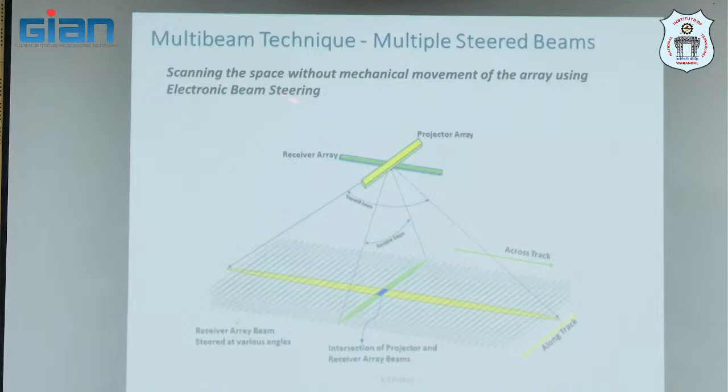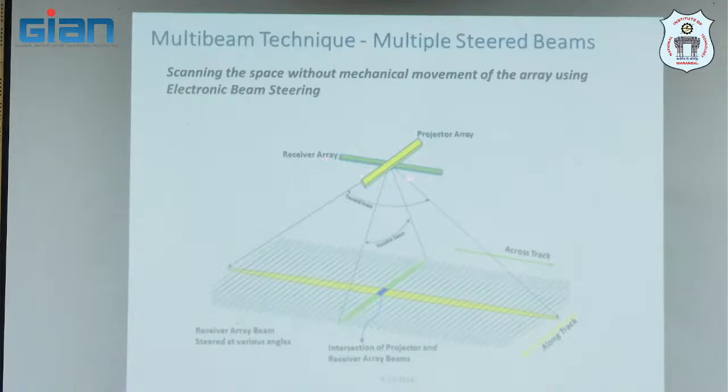So another topic we are working on is subseabed beamforming sonar. This is our array configuration, the projector array and the receiver array. The footprint of this projector array will be like this, in yellow color, and the footprint of this receiver array is like this. The intersection of these two is our region of interest.